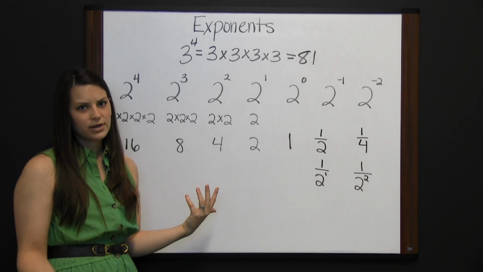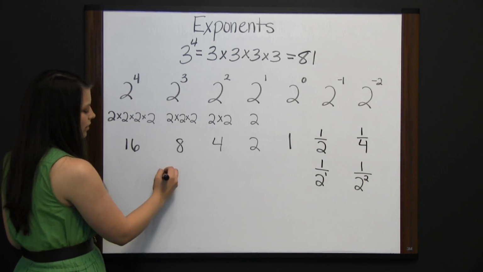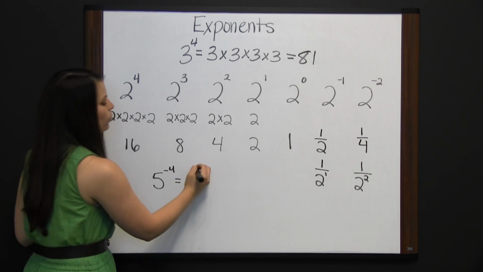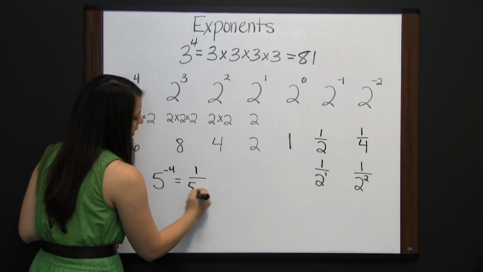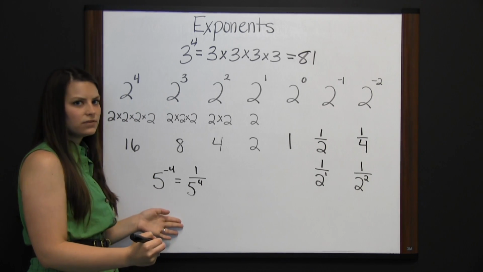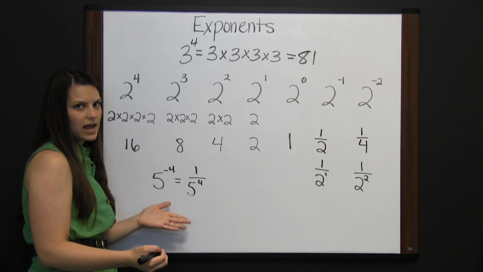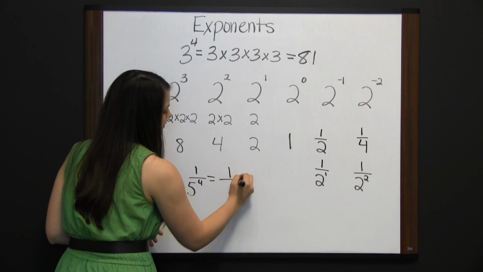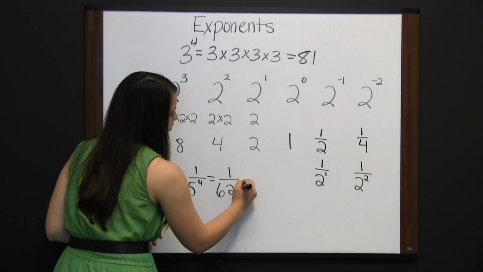So let me show you one more example using a different number. 5 to the negative 4th power would be 1 over 5 to the 4th power. So finding that multiplicative inverse is how we get rid of that negative on our exponent, which is 1 divided by 625.